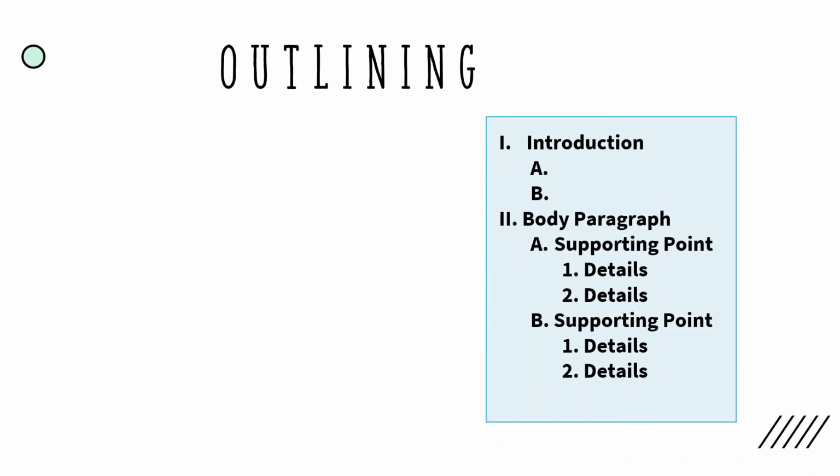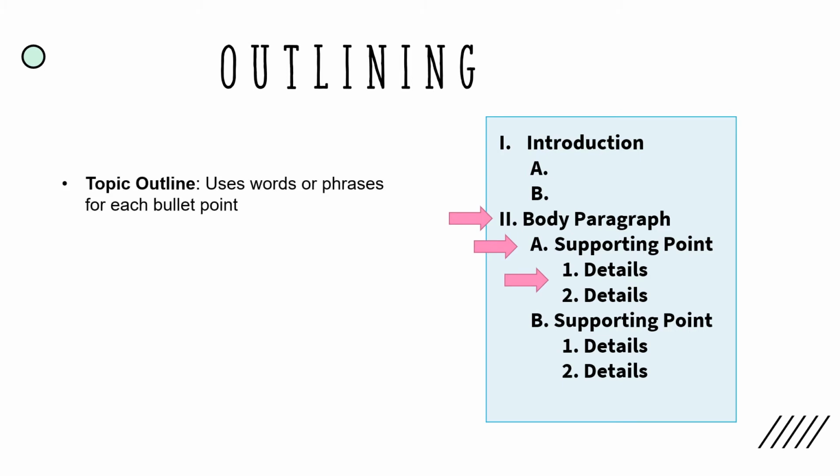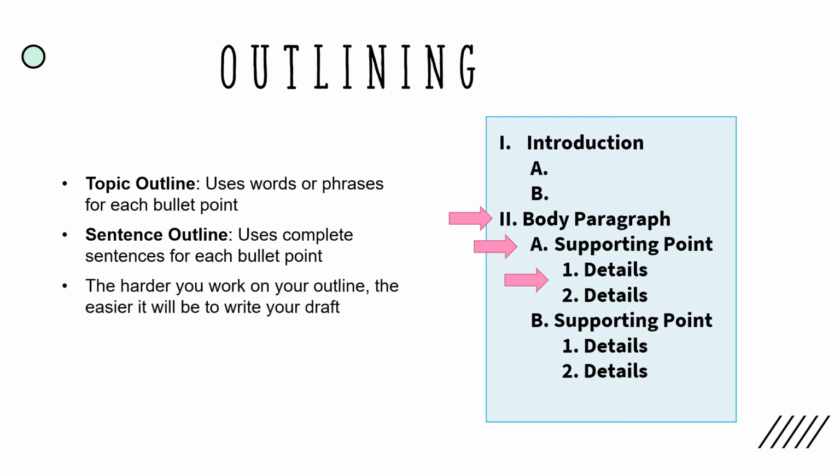Once you've developed your thesis and supporting points, you can start to fill out your outline. Be sure to use a formal outline structure, using Roman numerals for each paragraph, capital letters for supporting points and numbers for supporting details. You can choose to make a topic outline, an outline that uses words or short phrases for each bullet point, or a sentence outline, which uses complete sentences for each bullet point. Keep in mind that the harder you work on your outline, the easier it will be to write your draft.